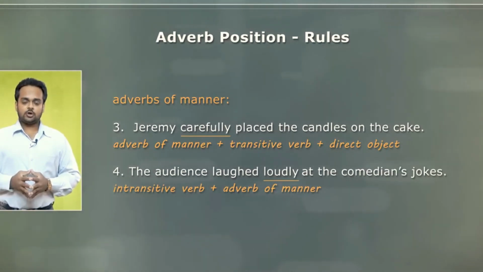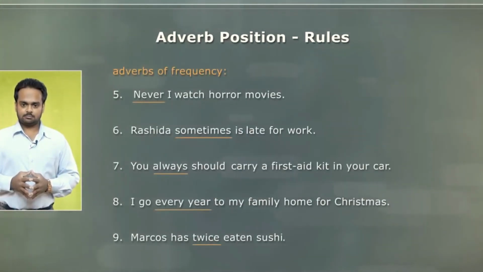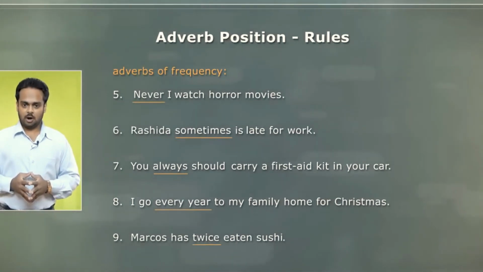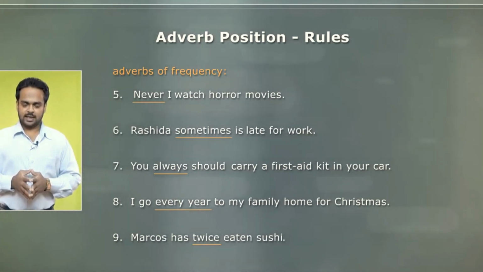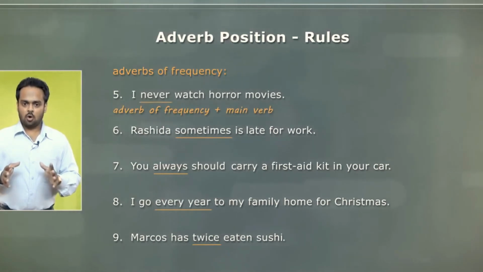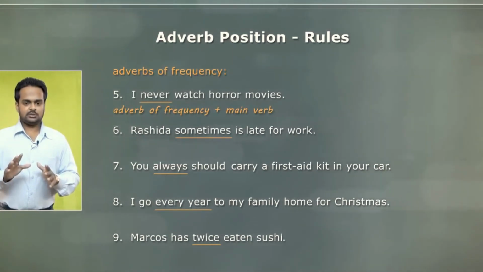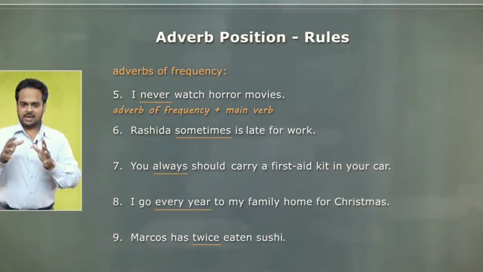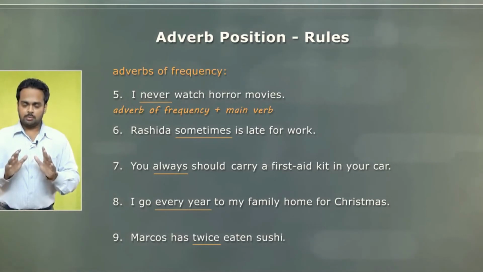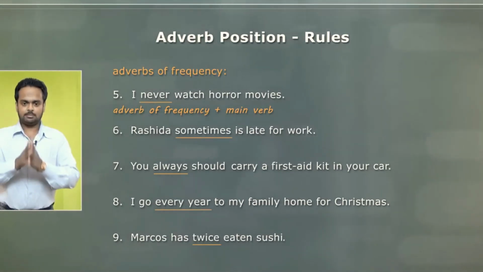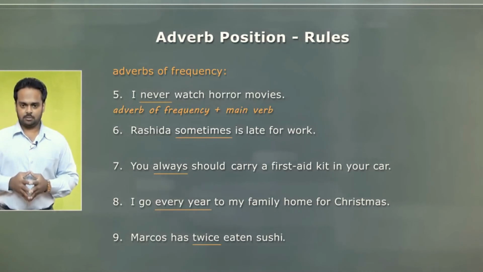And now, let's turn to adverbs of frequency. In number 5, what's the problem? Well, the problem is that frequency adverbs, like always and never, usually go in the middle position, that is, between the subject and the verb. So, I never watch horror movies. Now, some frequency adverbs, like sometimes or often, can go at the beginning or end in some situations, but usually we put frequency adverbs in the middle position, before the main verb.